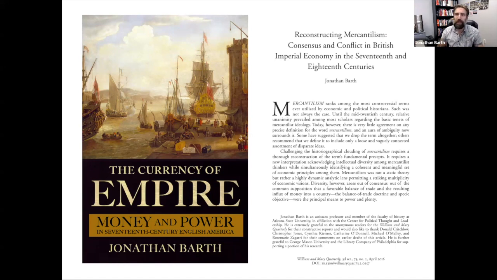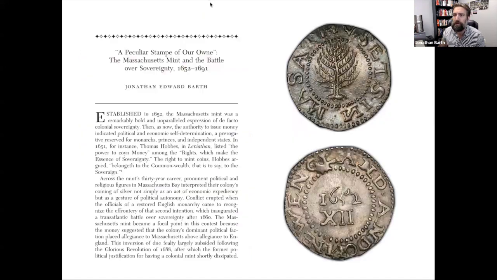Like I said, I published an article on that topic of mercantilism in William and Mary Quarterly. Two years before that, in 2014, I published a separate article on the Massachusetts Mint, which some of you may be familiar with, in the New England Quarterly, and the Pine Tree Shilling. And so this is a subject, money, that I'm very fascinated with.